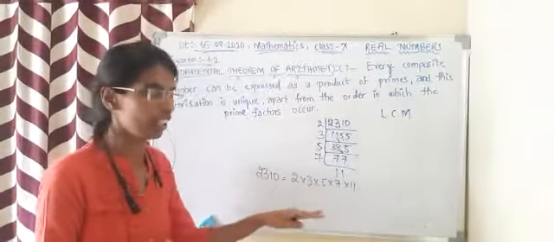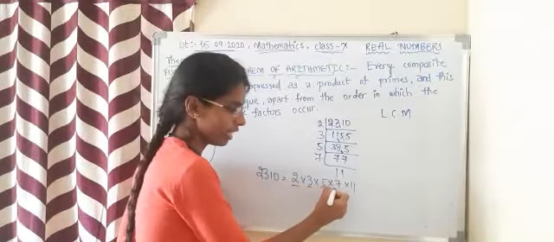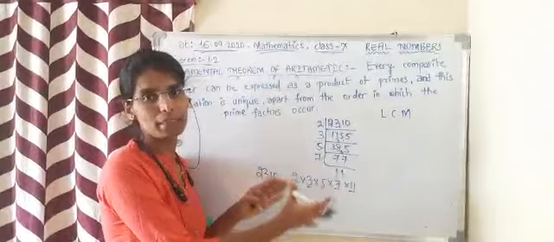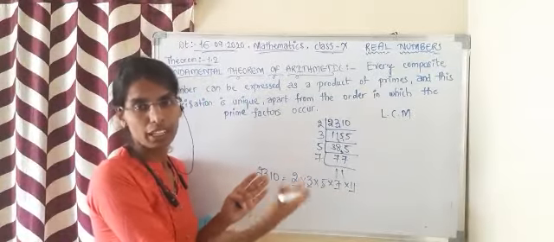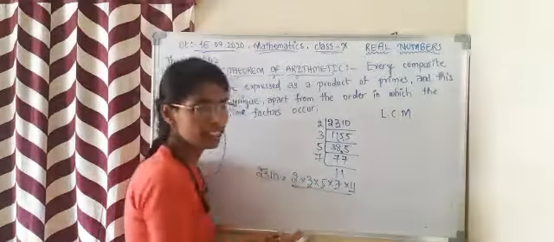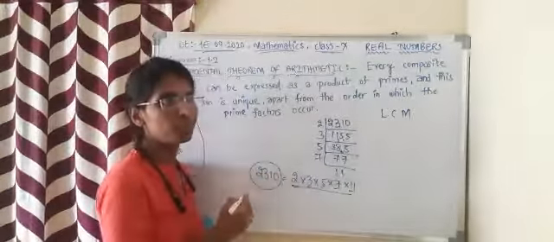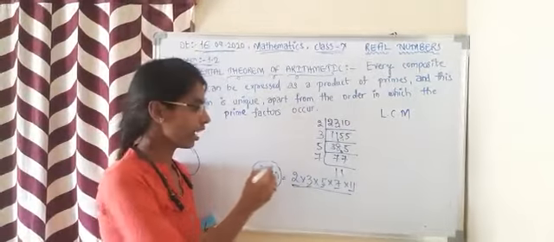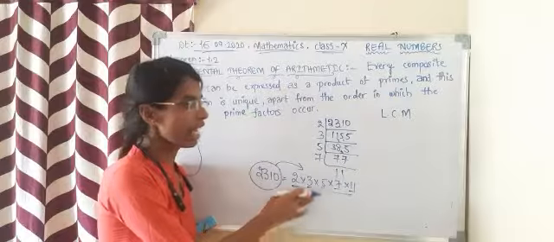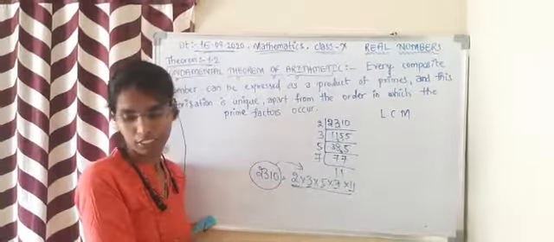Why can't it go further? No, because all these are prime numbers. We cannot get multiples of these any further. That is the reason we call these prime numbers. So this is a composite number, and we can write a composite number as a product of prime numbers, and these prime numbers are unique and we cannot write them any further.